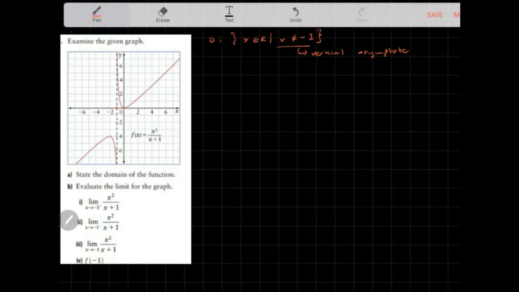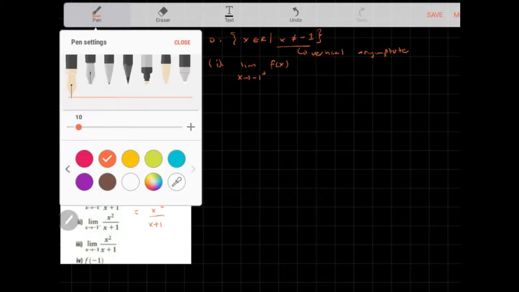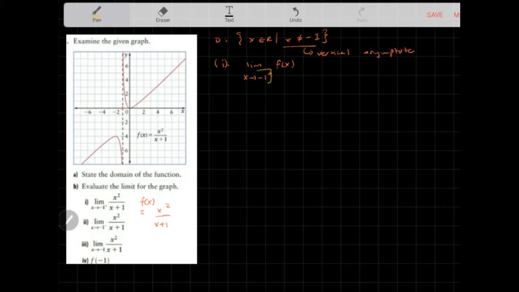Now, evaluate the limit for the graph. Let's start with part 1. I'm going to say f of x here is equal to x squared over x plus 1, so I don't have to keep writing it. So let's take a look at the limit as x approaches -1 from the right side of f of x. When you're looking at this from the right side of -1, you can relate it to -0.99999, right? And if we're looking at -1 from the right side, we're basically approaching the vertical asymptote this way.